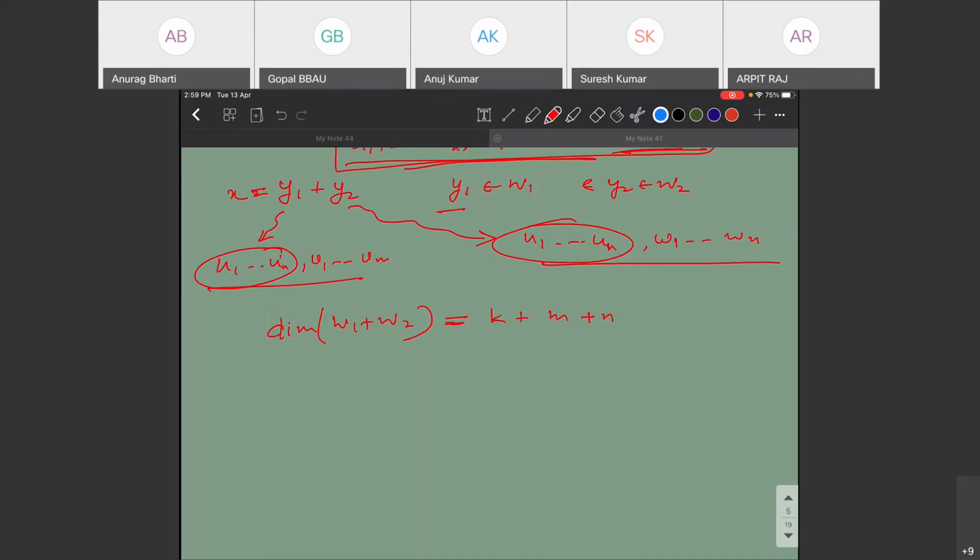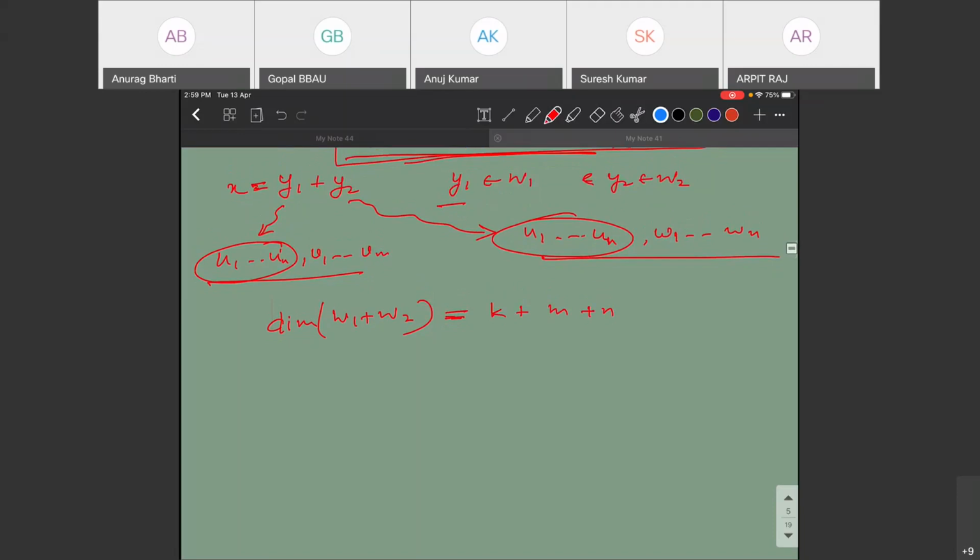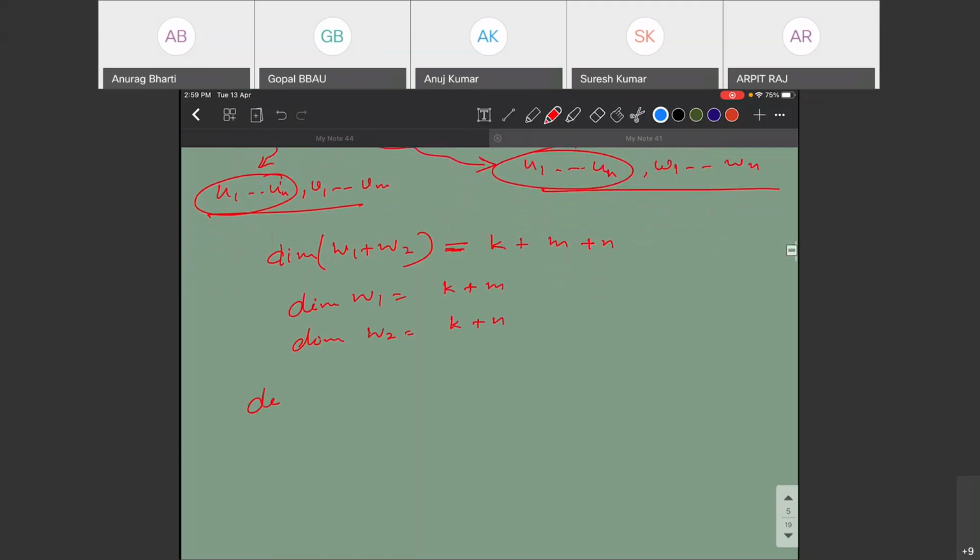Yes, sir. So this means the dimension of W1 is k plus m, and the dimension of W2 is k plus n. When you add these two, the dimension of W1 plus the dimension of W2, you will get k plus m plus k plus n, which is 2k plus m plus n.